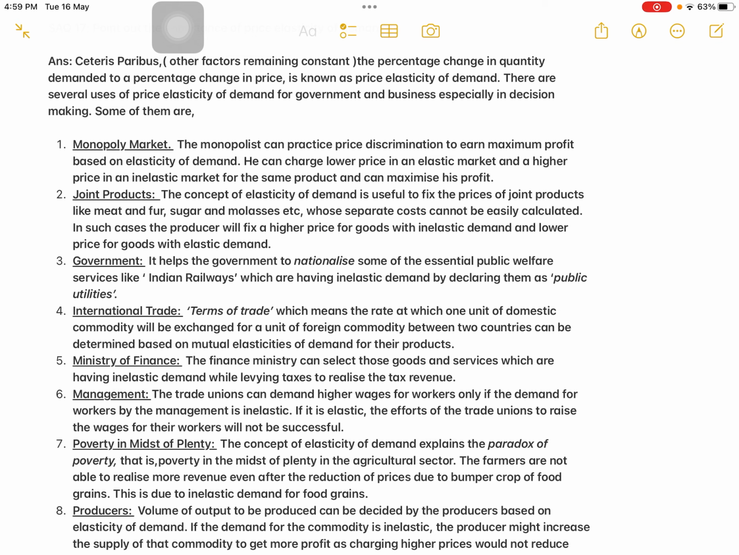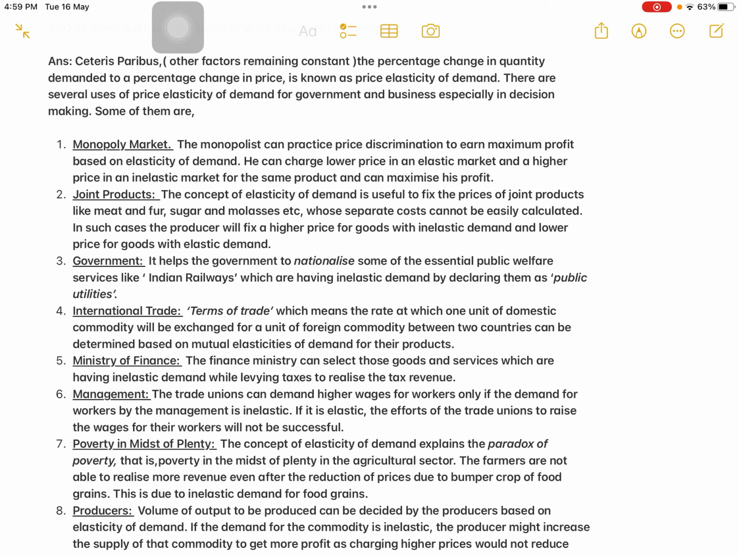Second one, joint products. The concept of elasticity of demand is useful to fix the prices of joint products like meat and fur, sugar and molasses, etc., whose separate costs cannot be easily calculated. In such cases, the producer will fix a higher price for goods with inelastic demand and a lower price for goods with elastic demand.